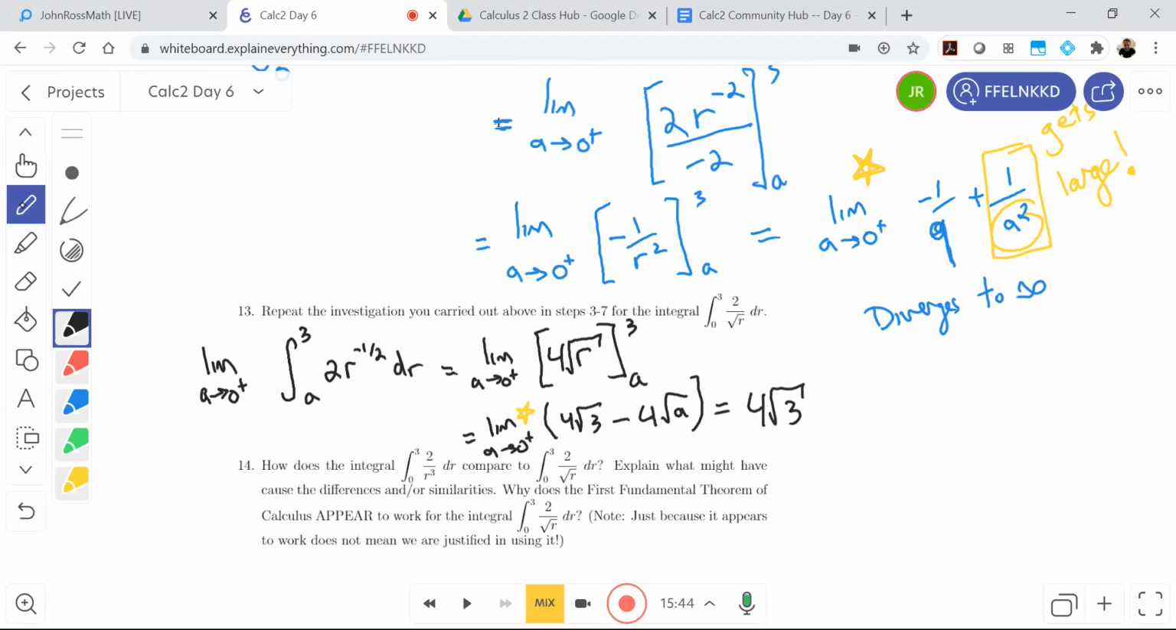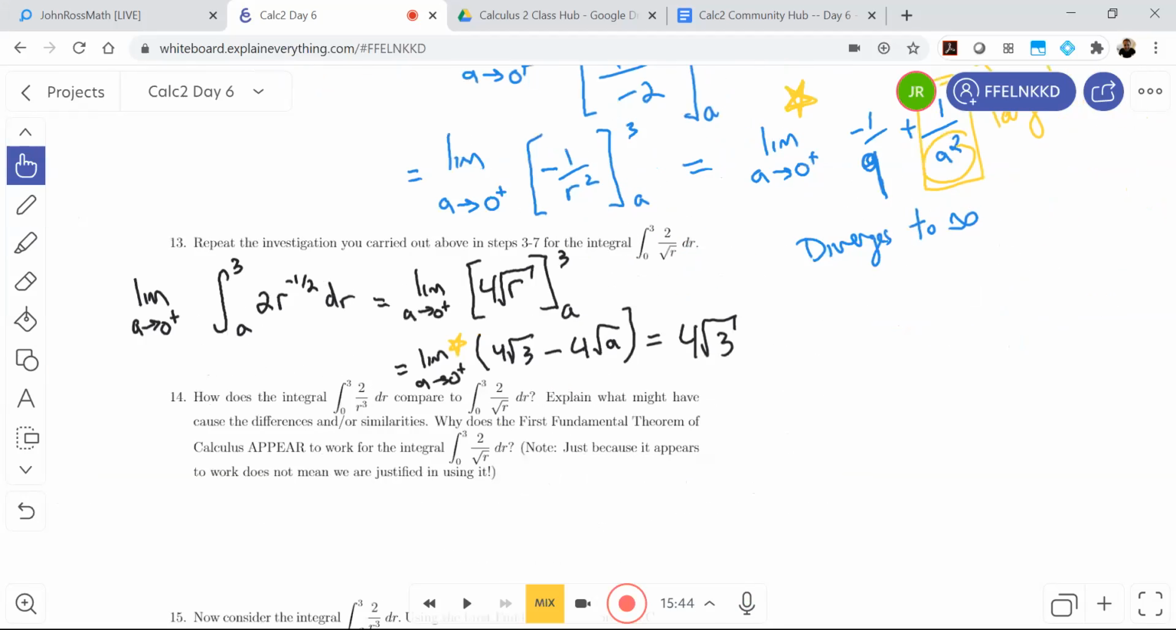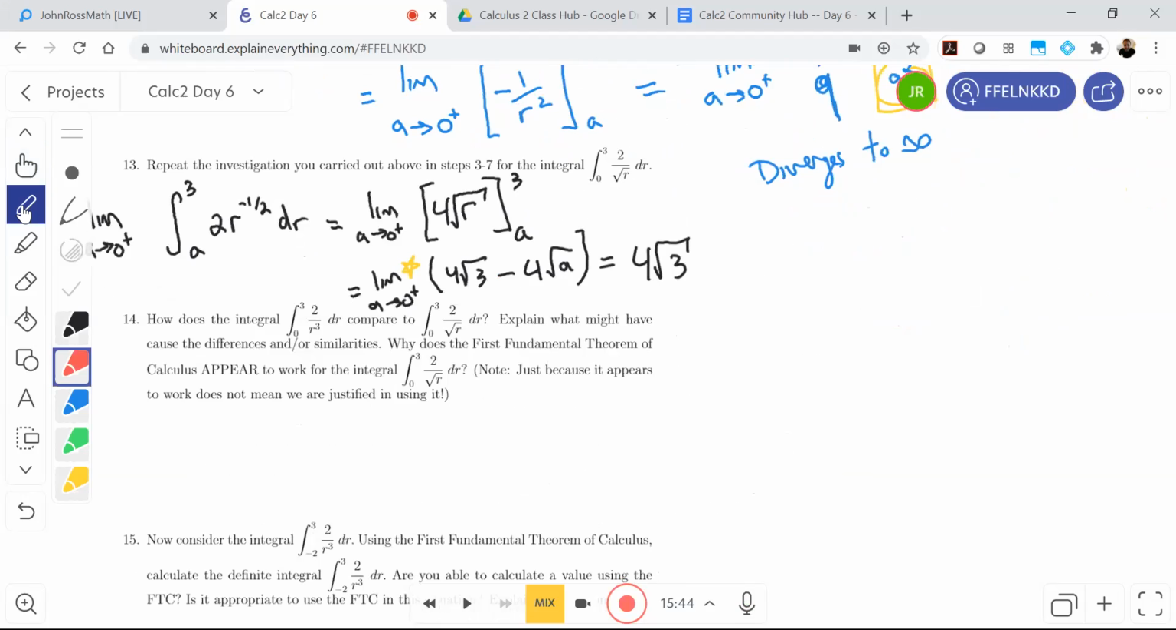Now, why did I include this as the final example? There's a warning here, and I want to issue the warning before I let you go. The warning is this. If I had proceeded in sort of a blind manner without noticing the improper integral, if I was just taking the integral from 0 to 3 of 2 over root r dr, and as a result I got 4 root r evaluated at 0 and 3.